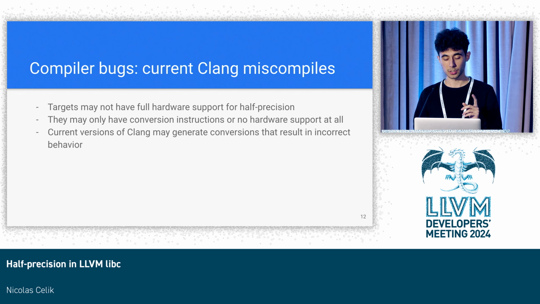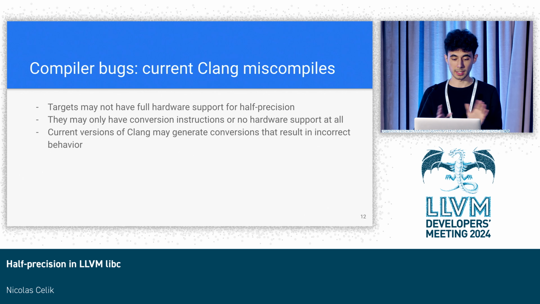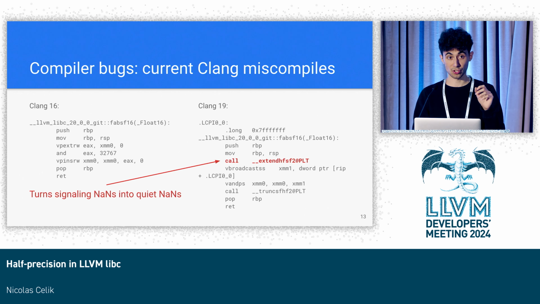Then on current versions of Clang, on the other hand, we got miscompilation. So if you didn't know already, if it wasn't clear enough, not all CPUs have full hardware support for Float16. Most of the x86 CPUs only have instructions to convert from and to Float16. Other CPUs don't have any special instructions for Float16 at all. And in those cases, the current versions of Clang may generate conversions that can change the result in the code.